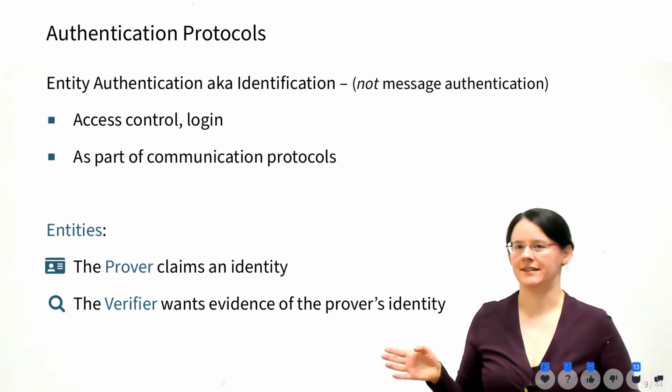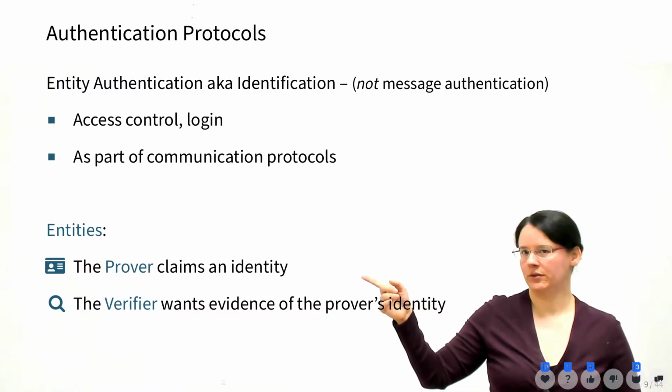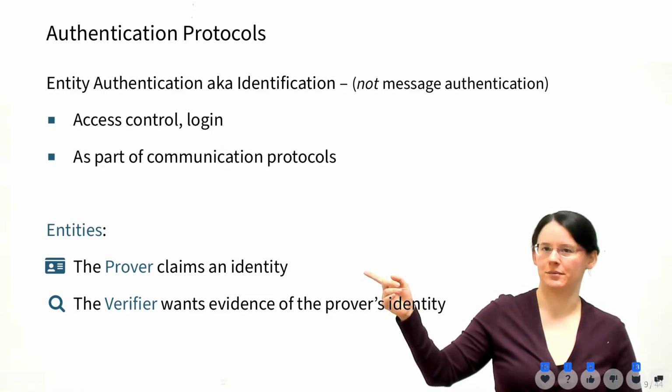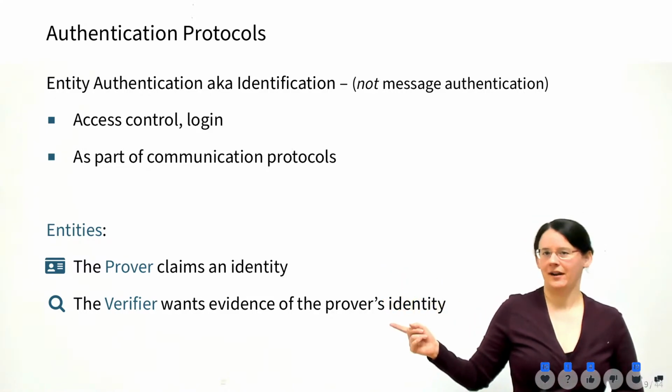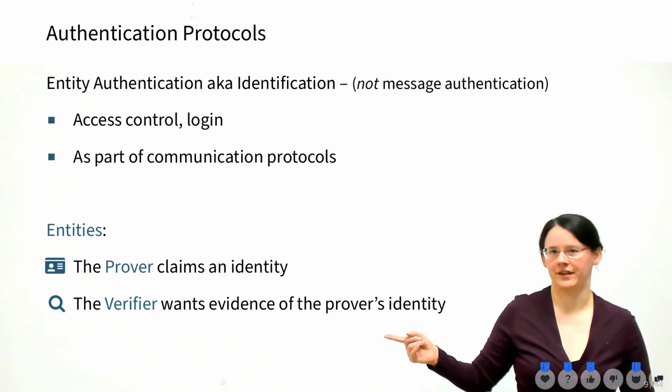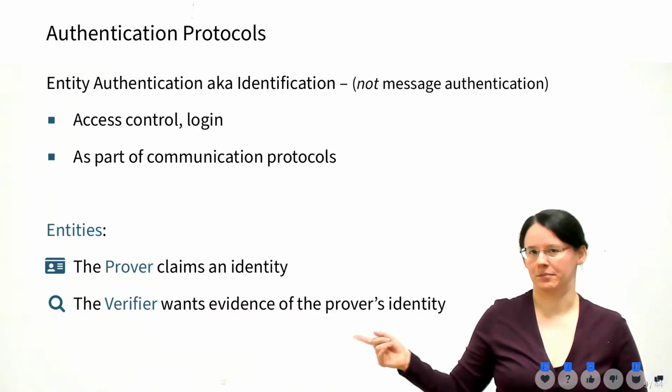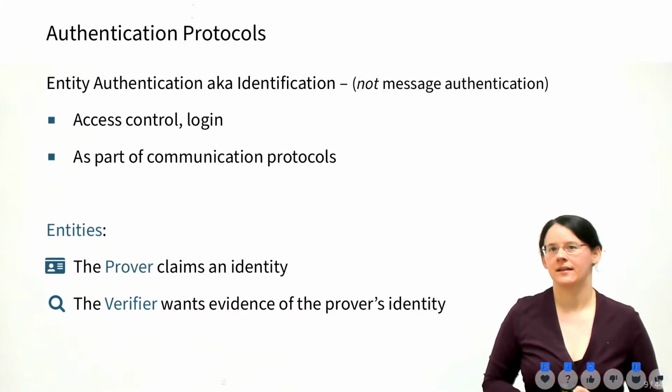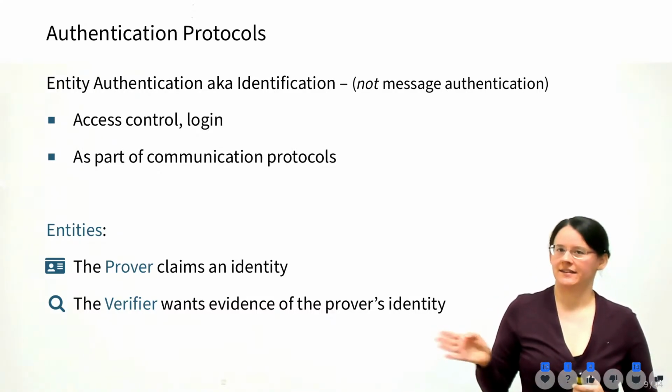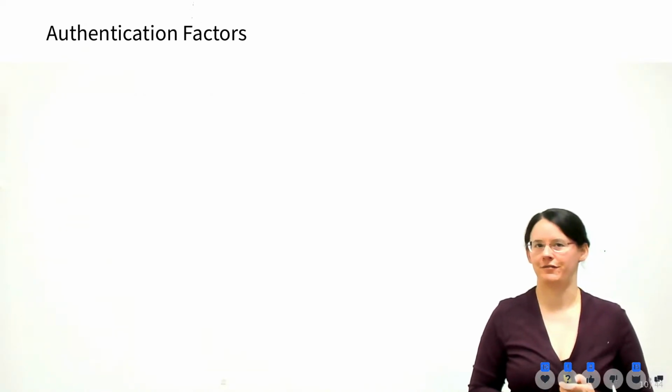Now we have two entities here. We have the prover, who claims to have a certain identity. They are also often called Peggy, the prover, in crypto. And we have the verifier, also often called Victor, who wants evidence of the prover's identity. And this evidence can take several forms, and we call these forms authentication factors.